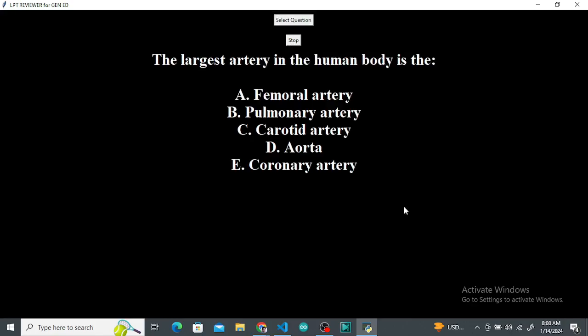The largest artery in the human body is the A. Femoral artery. B. Pulmonary artery. C. Carotid artery. D. Aorta. E. Coronary artery. The correct answer is aorta.